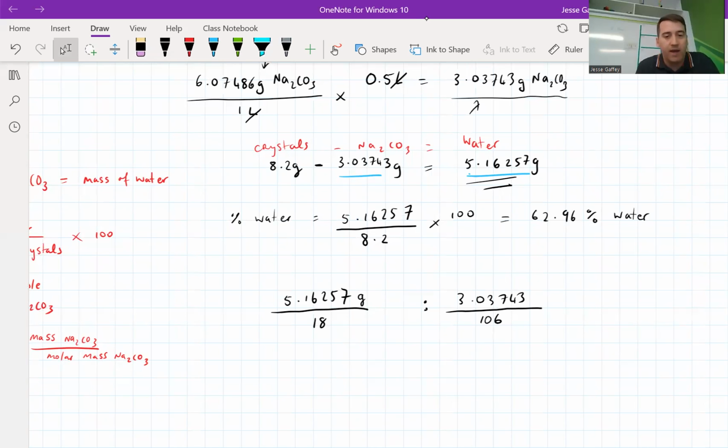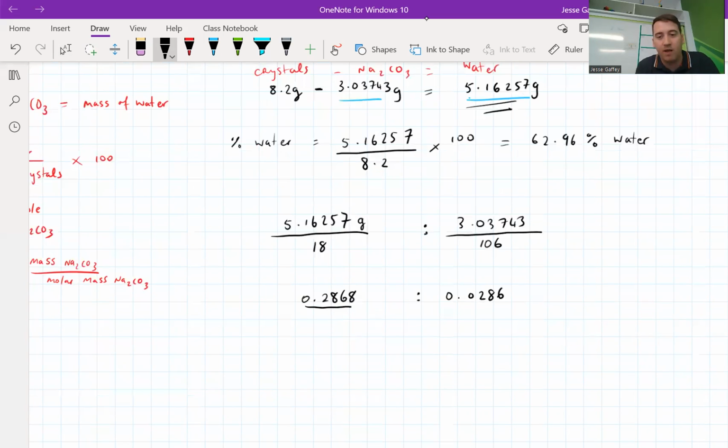Okay, so the numbers we should be getting when we do these calculations are 0.2868 moles for this one, and 0.0286 moles of the sodium carbonate. Now, what you should be seeing is that this here, if I eyeball it, looks to be exactly 10 times that there. But to find out for sure, what we should do is take both of these and divide by the smaller one. So this here is the smaller one. Obviously the smaller number.